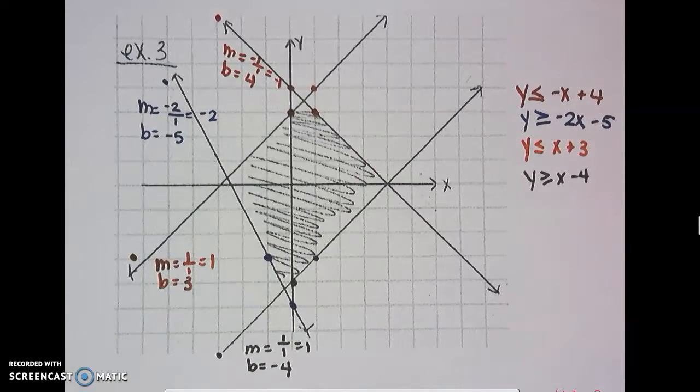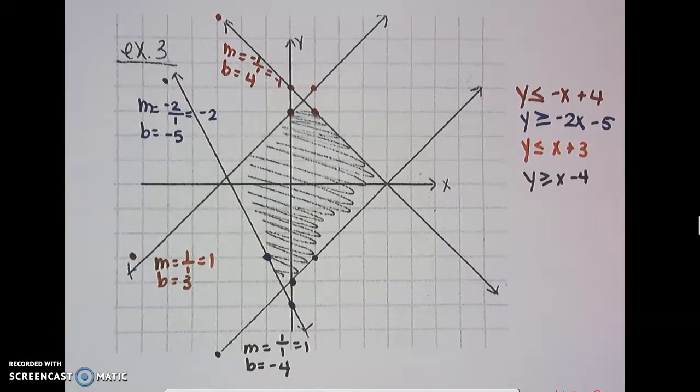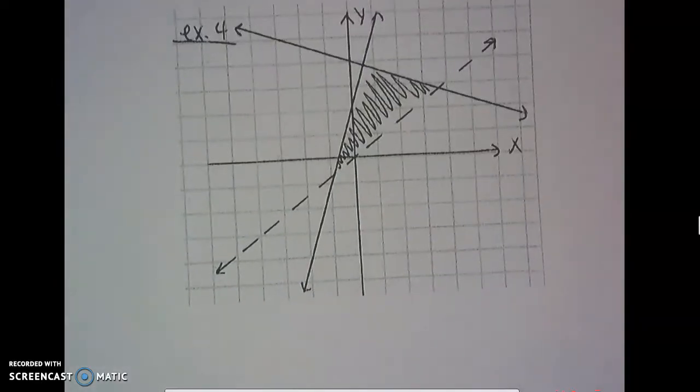We had 4 inequalities graphed, and we've written 4 inequalities. To check this, you would type into Desmos and make sure that the shadings all happen in this space here. If it doesn't, then you go back to the drawing board. All right, let's look at one more here.